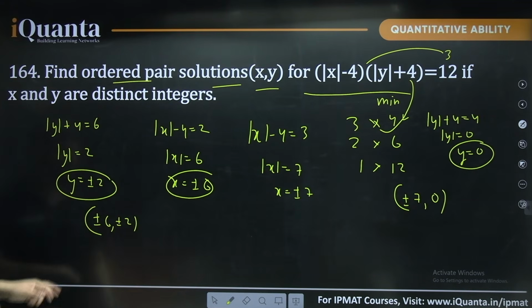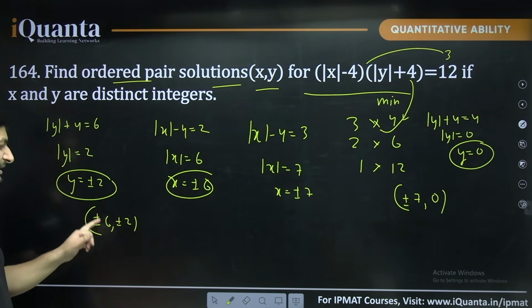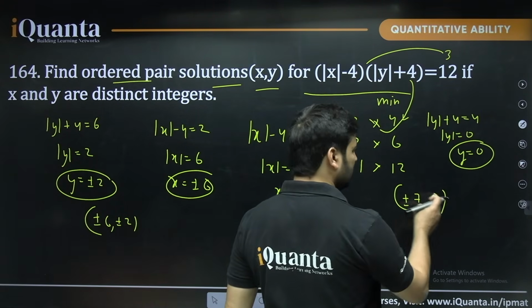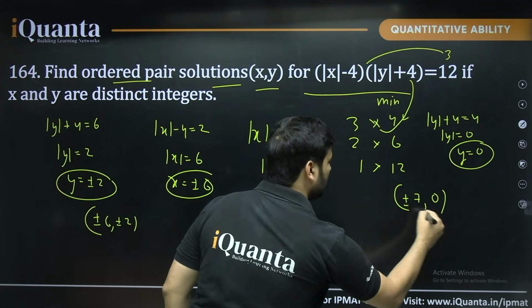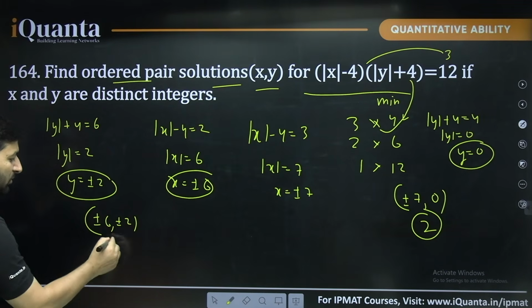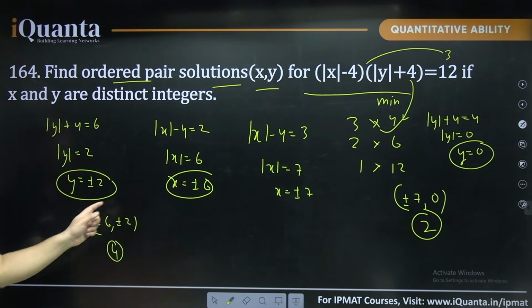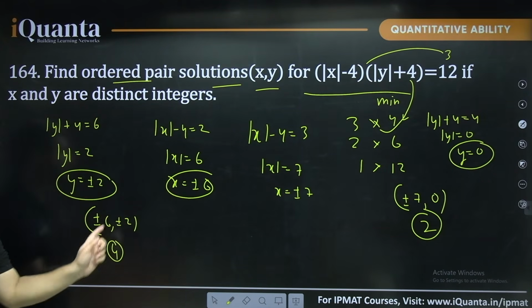There are 4 values here: 6 plus 2, 6 minus 2, minus 6 plus 2, minus 6 minus 2. And similarly 2 pairs of values here, (7, 0) and (−7, 0). So we got 2 solutions here, we got 4 here. I hope you understand 4. Why 4? Because there are 2 values of x here, 2 values of y here: (6, 2), (6, −2), (−6, 2) and (−6, −2).